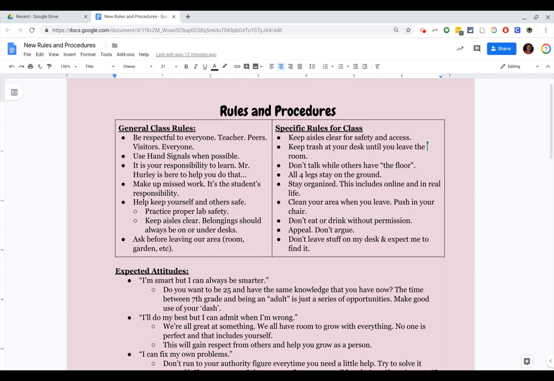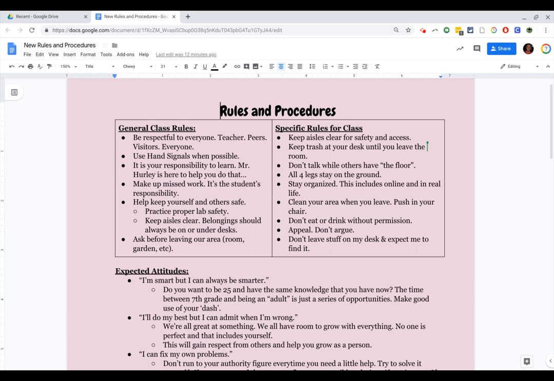Stay organized. Again, that's not a surprise. This is online. Keep your online stuff organized, and I'll help you with that. And keep your real life in order as well. In your folder, you shouldn't have math and science stuff in your English section. Clean your area when you leave. Definitely push in your chair. Don't eat or drink without permission. For the most part, I'm pretty lax. If you want to eat or drink something, that's fine, but you need to ask permission each time you do that, because sometimes it's going to be appropriate.